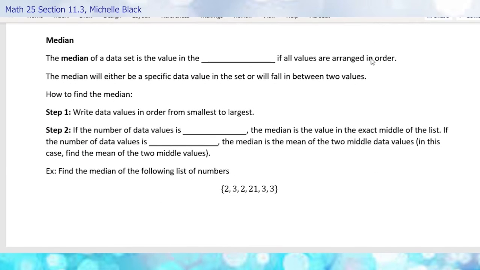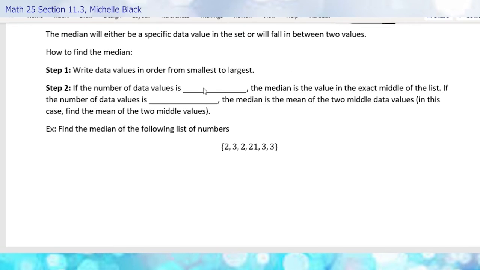The median. The median of a data set is the value in the middle, if all the values are arranged in order. The median will either be a specific data value in the set or will fall between two values. So how do you find the median? Write the data values in order from smallest to largest. You could also go from largest to smallest, it doesn't matter, just as long as they're going in order.